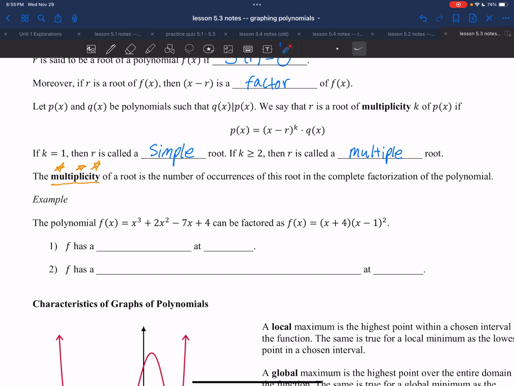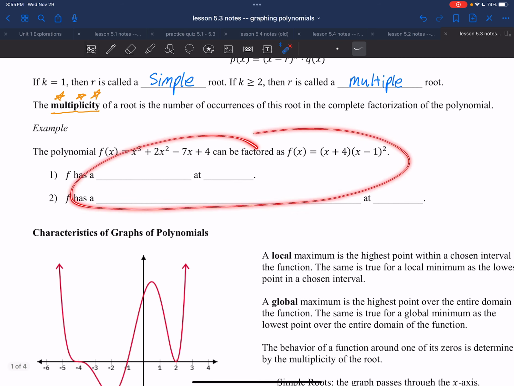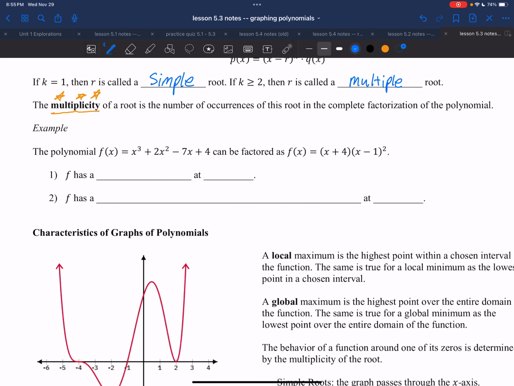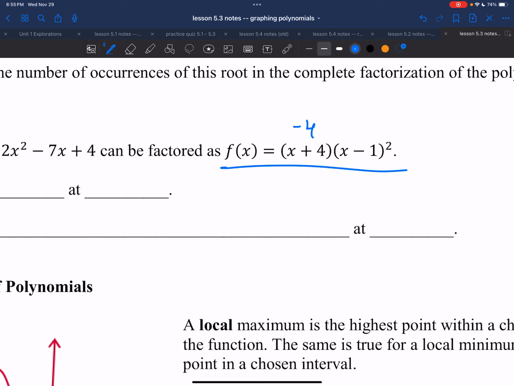So let me illustrate that with this example here. It says the polynomial f of x can be factored like this. So you see two roots, right? Right here, I have a negative 4 as the root of x plus 4, and I have 1 as a root of x minus 1 squared. But you notice x minus 1 squared means x minus 1 times itself, right?